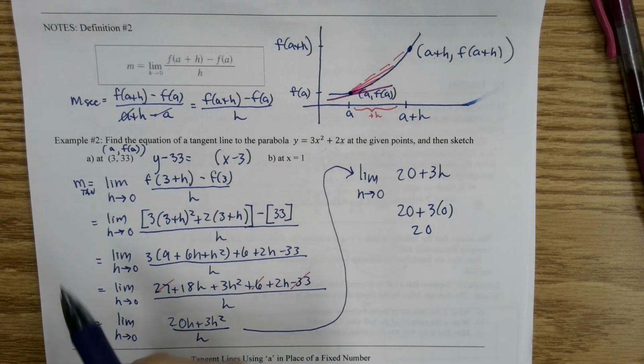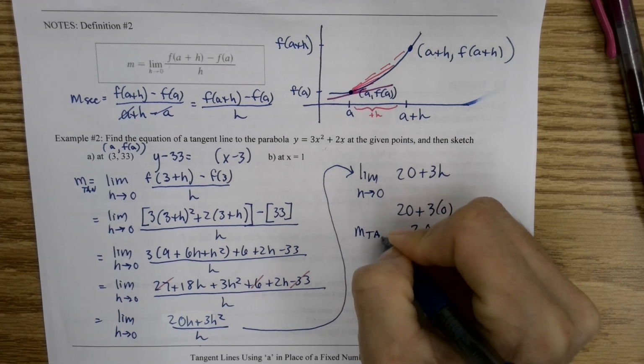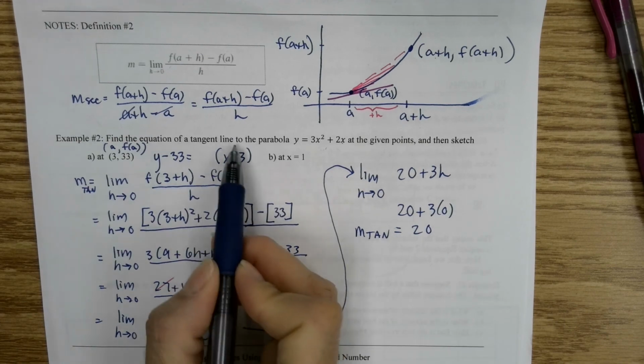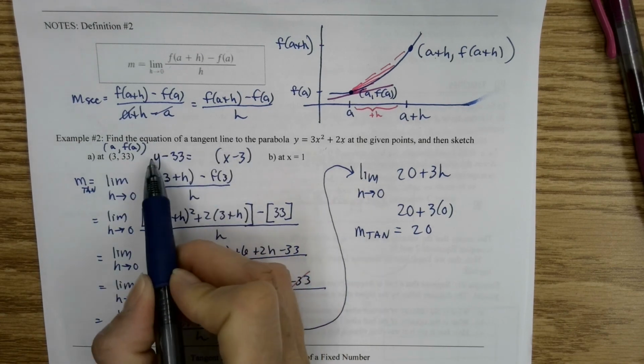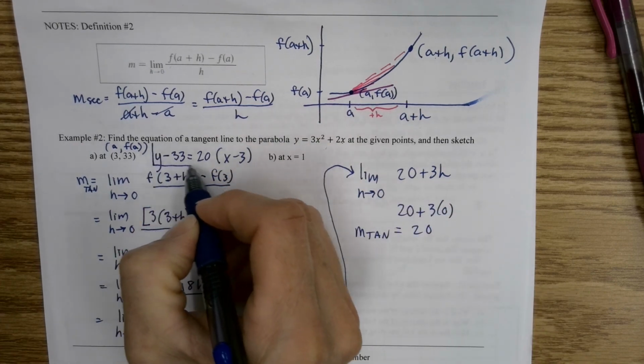All right, so what did we just find? We found the slope of the tangent line to be 20. So we can go back up to our equation that we initially set up. Y minus 33 equals 20 times x minus 3.